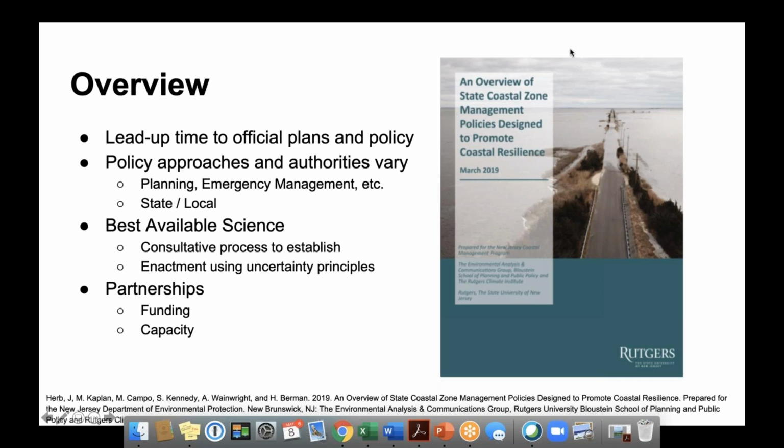Sometimes that work has been a year. But in most cases, the plans don't start from zero, right? So think about the lead up time and the work that eventually goes into the different plans and policies that planners in different jurisdictions, whether you're local or regional or working at the state level, and how all that work comes together. It's also important to understand the different approaches and authorities that folks use.